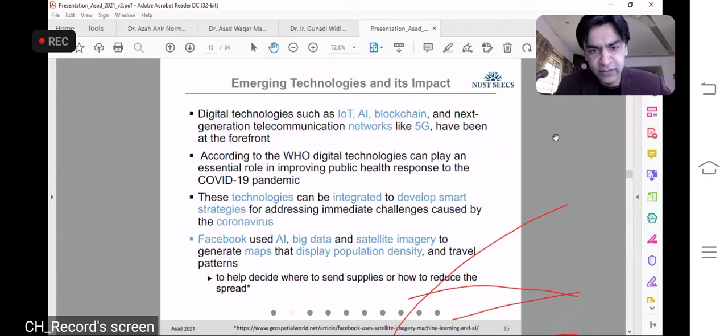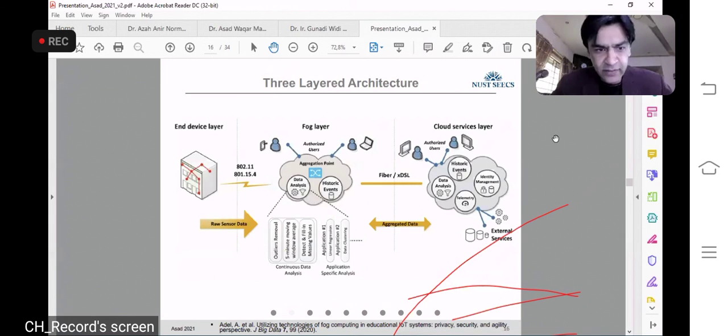Because of that, you can see that their income has doubled in this pandemic, because they already knew about this technology. They were using technology in some forms, and then they only converted the technology to handle this pandemic situation. Right? Next slide, please. So this is the next slide.